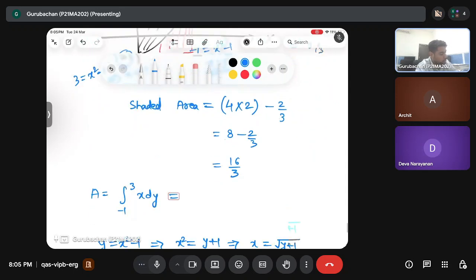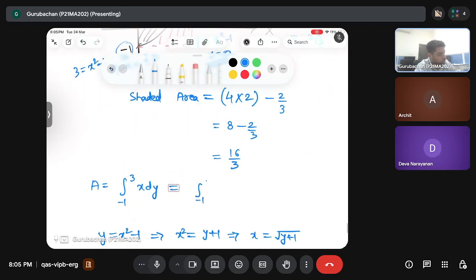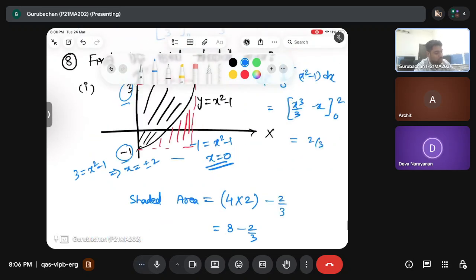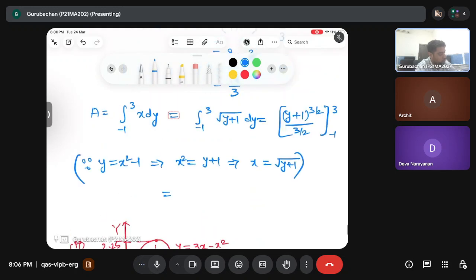Yes, sir, positive. So when you substitute, minus 1 to 3 under root y plus 1 dy. It should be y plus 1 to the power 3 by 2, divided by 3 by 2, from minus 1 to 3. Here it is positive because you can observe that x is positive in this region. When you substitute 3, you will get 16 by 3, minus, when you substitute minus 1, 0. So 16 by 3. Clear?